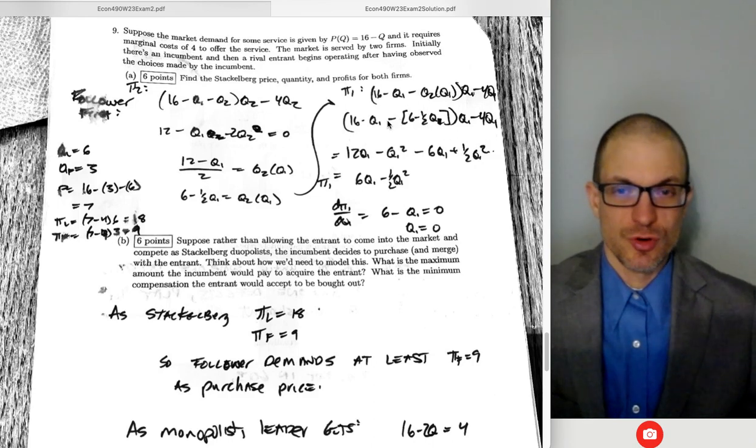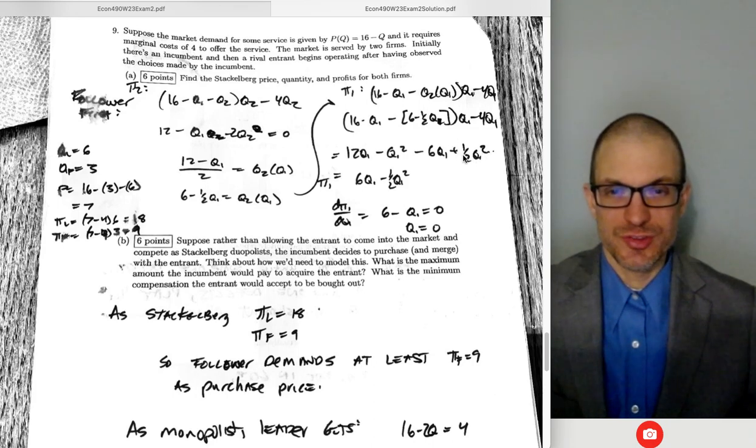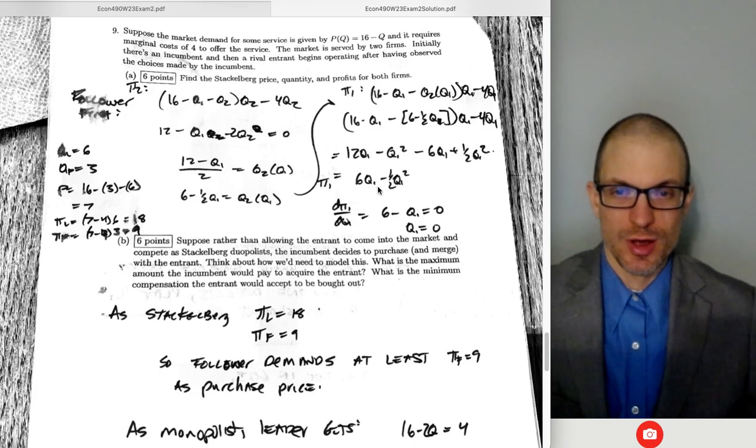And now, distributing and solving out before I take any derivatives, I'm just going to clean up the algebra, collect like terms. I'm going to get a 16Q1 minus 4Q1, that's 12Q1. I'm going to get a minus Q1 squared from this right here. I'm going to get a minus 6Q1, and then a plus 1/2 Q1 squared. So when this gets cleaned up, I'm going to just have a 6Q1 minus a 1/2 Q1 squared. Then I'll take my derivative.